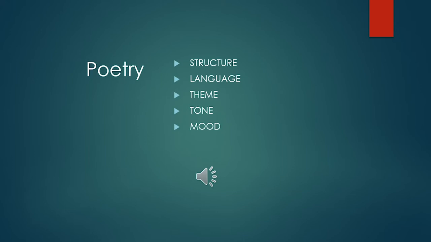So this first slide, as you can see, just has the title Poetry, and you can see that I have 5 bullet points. These are the 5 things I concentrate on all the time, no matter what poem we are studying. So as you can see, the first bullet point is structure. Then we have language. Now, language is vocabulary and all of that, but it's also figurative language. So I will look at both of those things in this presentation. Next, we have the theme, followed by the tone, and finally, the mood.